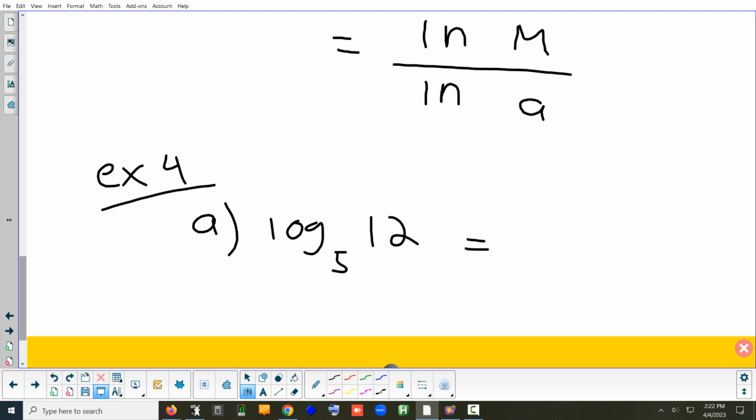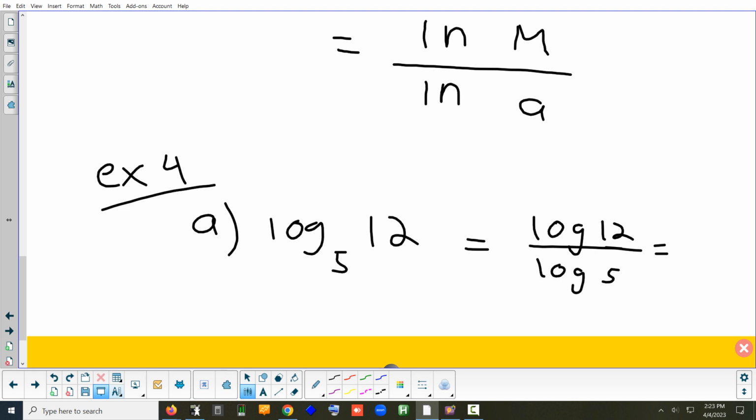Let's try this. So I want to know what log base 5 of 12 is. I want to type it in on a calculator so I don't have to do anything special with the base. So I'm going to have to rewrite it as a fraction. And can someone tell me what would go in the top of the fraction? Yep. Log 12. And what would go in the bottom? Log 5.